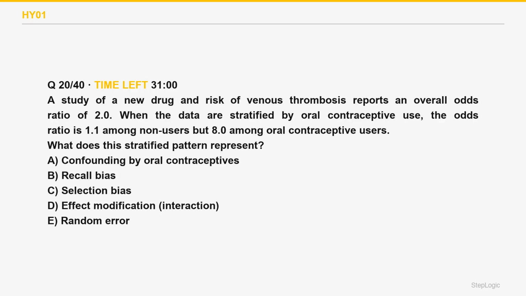What does this stratified pattern represent? A study of a new drug and risk of venous thrombosis reports an overall odds ratio of 2.0. When the data are stratified by oral contraceptive use, the odds ratio is 1.1 among non-users, but 8.0 among oral contraceptive users.